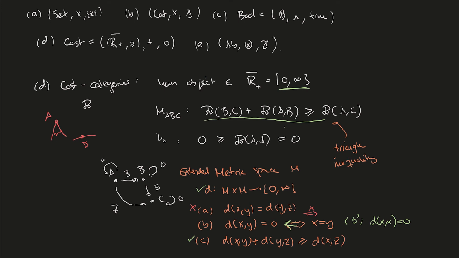Similarly, we might not always want to have that if the distance between two points is 0, then those points have to be the same point. Of course, if we have less axioms, then we also have less proof power for these objects. But it's nonetheless interesting to see that the idea of an enriched category subsumes the idea of an extended metric space.